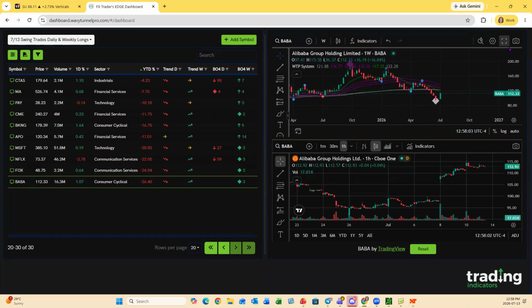If not, then I shared the watch list with all of you. It's called 713 Swing Trades Daily and Weekly Longs. So have a look at these again and decide which ones, if any, you would like to trade on. The dashboard scanner can look at a lot of other setups as well, but I like this setup very, very much, the Breakout 4 daily and weekly.